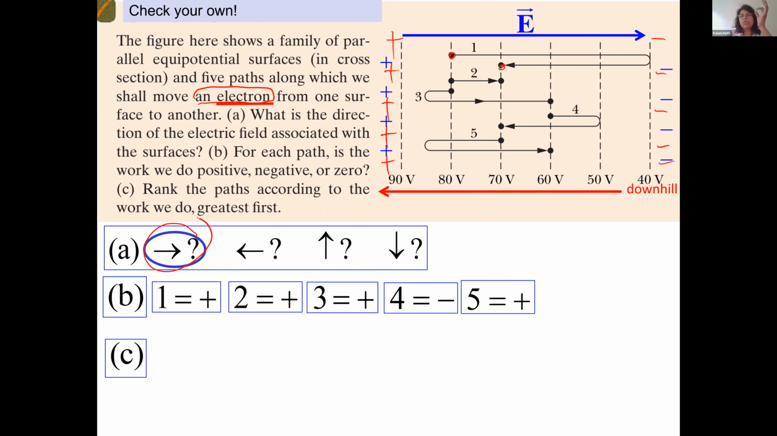We know that 1, 2, and 5 are the same work done, and 4 also has the same work done, but in the negative direction. 3 is the most work done. Okay, so that will be the work done of all of those. Try to think in your head one more time about the work done and get an understanding of how that works.